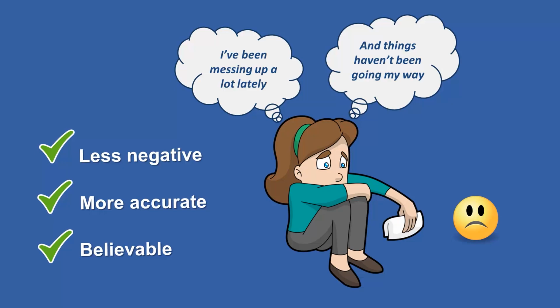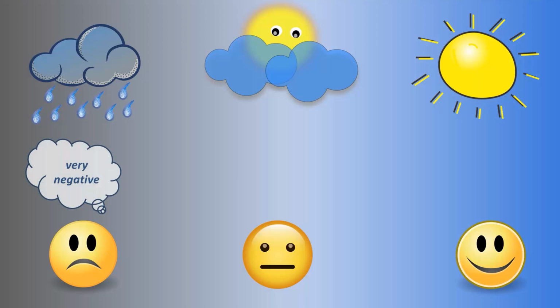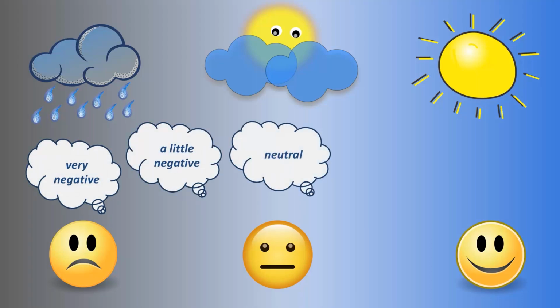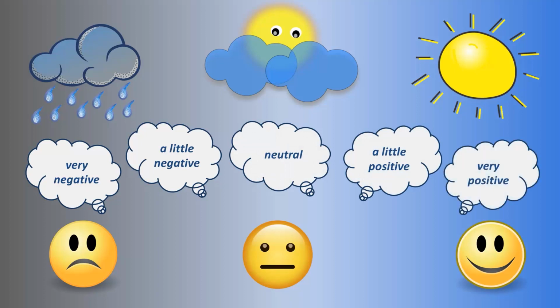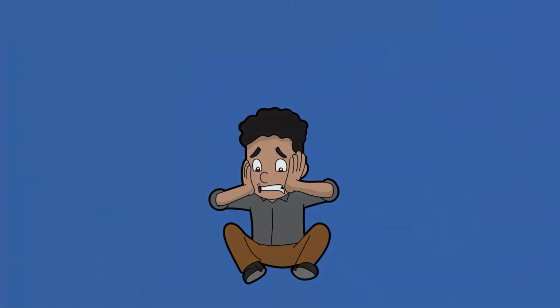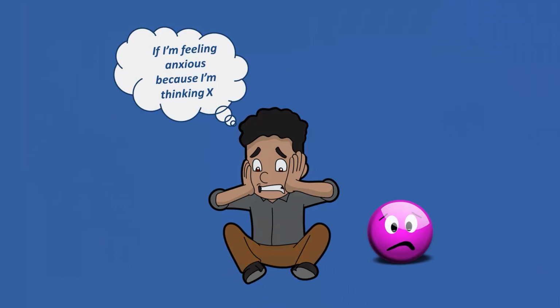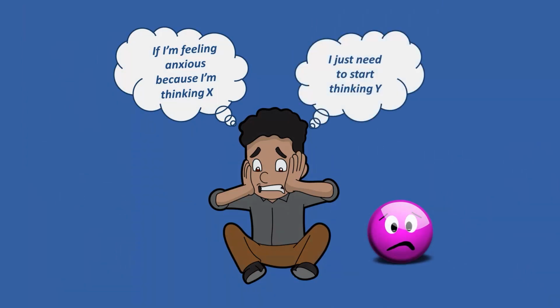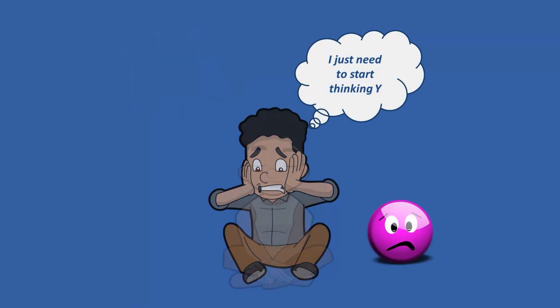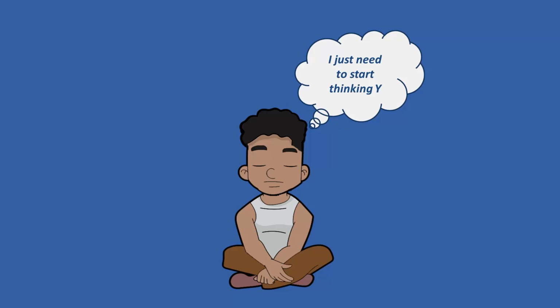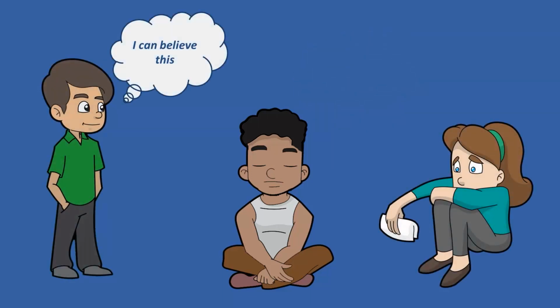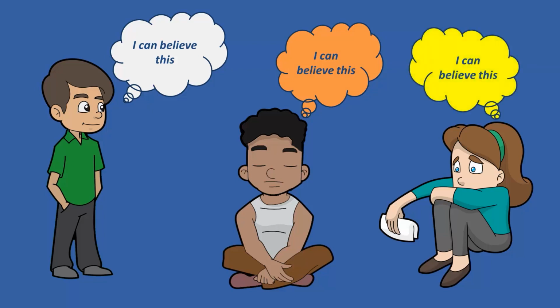So there is no one right way to think in any situation. There are a range of thoughts we can have, and the more we're able to find thoughts that are on the less negative end of the spectrum that we can believe, the less sad or depressed or anxious or stressed or angry we'll feel. And unfortunately, there isn't a manual we can refer to that tells us if I'm feeling anxious because I'm thinking X, I just need to start thinking Y, and then I'll start feeling less anxious. Because what I can believe about me and my situation will be different than what you can believe about yourself and your situation, which will be different than what someone else can believe about themselves and their situation.